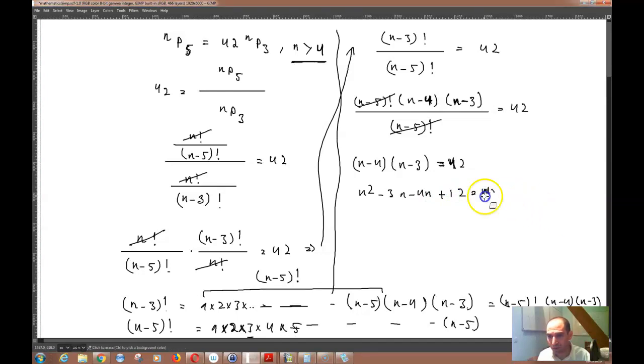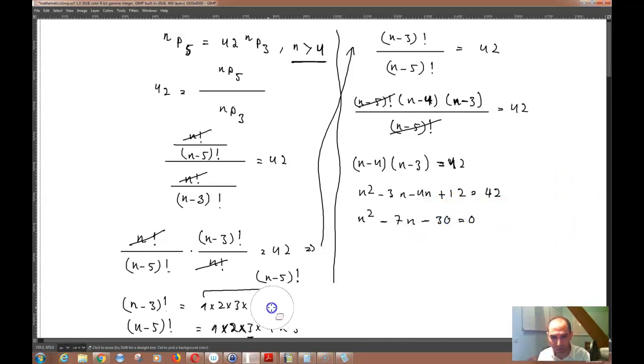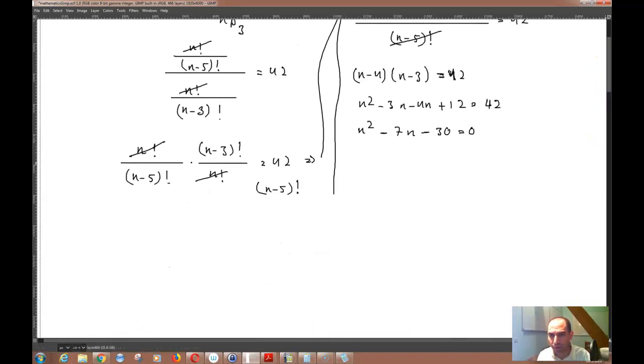And I need to write my numbers better. And so I can write this as n squared minus 7n, and then negative 42 plus 12 is equal to 0, negative 30 is equal to 0. And then I can solve this equation.